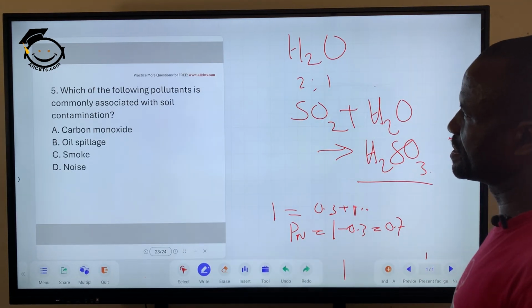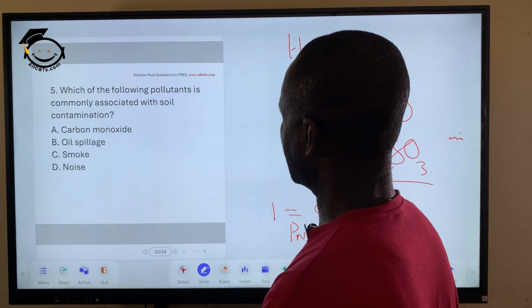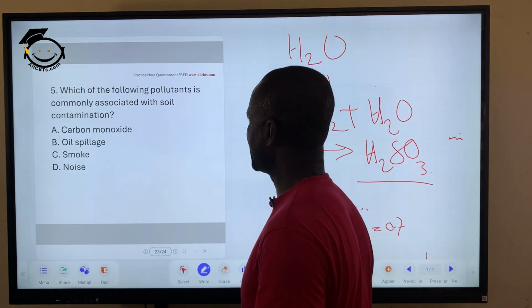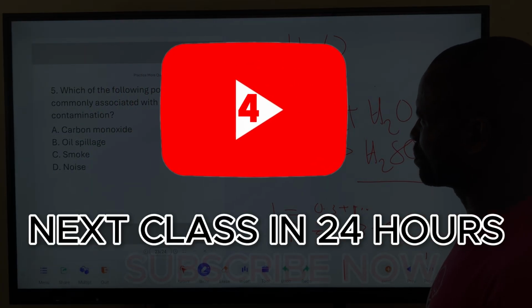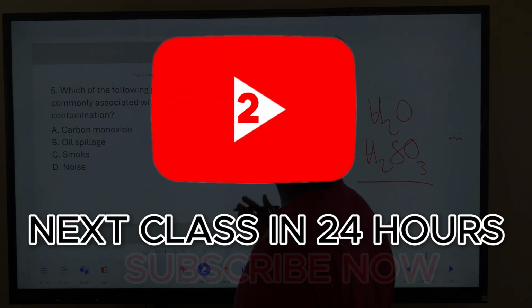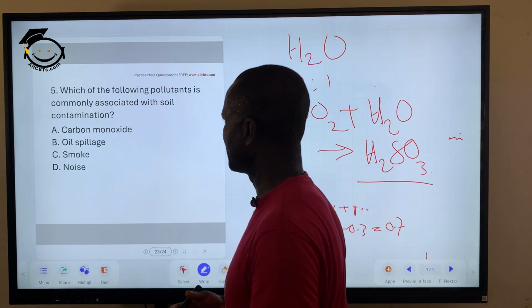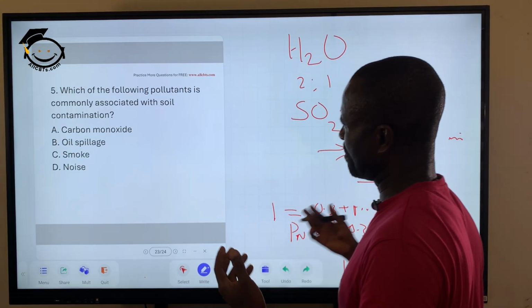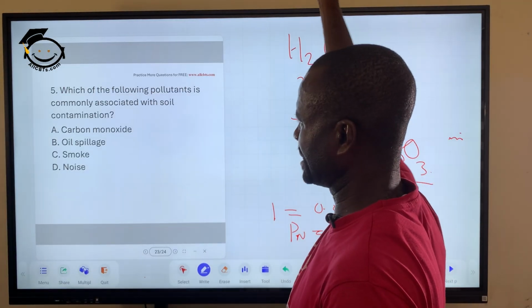The next question says, which of the following pollutants is commonly associated with soil contamination? It is related to the last question. It said, which of the following pollutants is commonly associated with soil contamination? A. Carbon monoxide. How does carbon monoxide relate with soil? No way. Carbon monoxide is always in air.